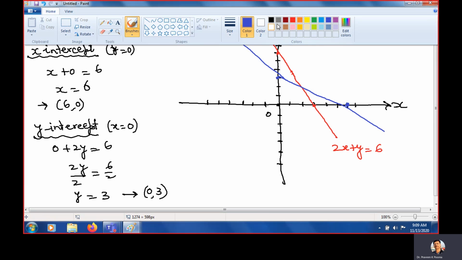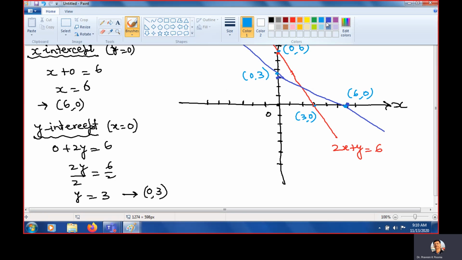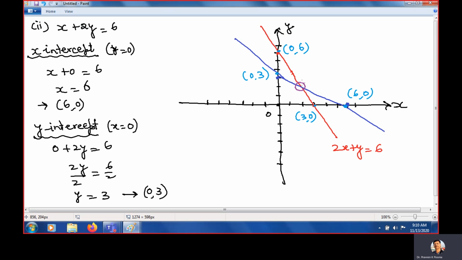And my dear friends, if you see, this is (3, 0). This is (6, 0). This is (0, 6), and this is (0, 3). These are the intercept points. If you draw these lines with a scale, you will get the absolutely correct solution. Clear? There is no doubt about it. Now this is the intersection point.